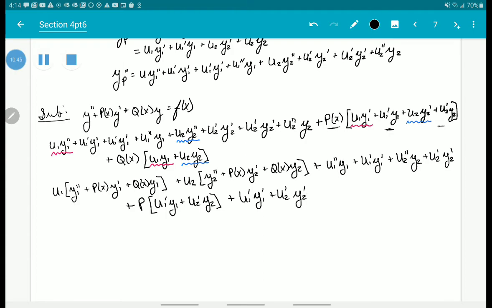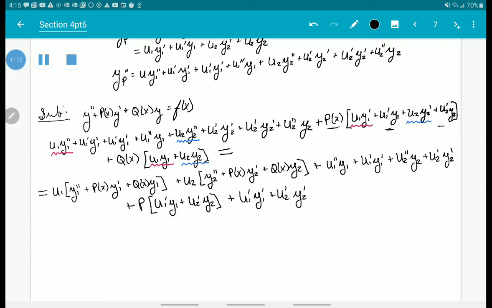So I just did some clever grouping here. I grouped all the u1 terms together and factored out u1, grouped the u2 terms together and factored out a u2, and just rearranged everything that was left here and here. And this is the leftovers for my p. And remember, in the end, this is equal to f of x. So this is equivalent to what we just did.